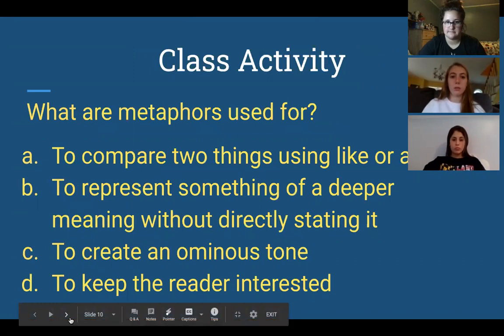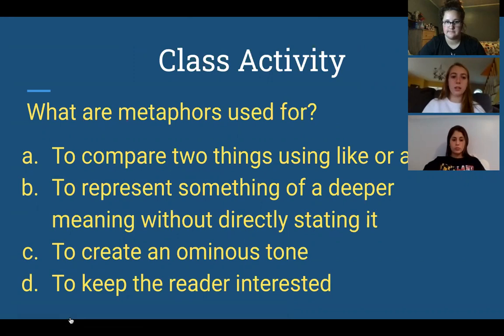What are metaphors used for? A is to compare two things using like or as. B is to represent something of a deeper meaning without directly stating it. C is to create an ominous tone. And D is to keep the reader interested. The answer is B, to represent something of a deeper meaning without directly stating it.